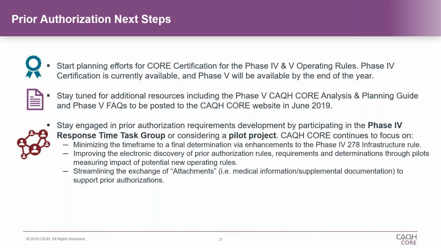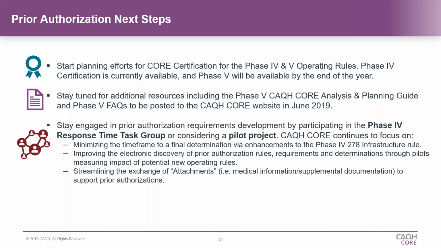We also want to advocate for entities that would like to become CORE certified for phase 4 and phase 5 to start your planning efforts now. We have many tools available and more tools will be coming out, particularly for phase 5. Again, I mentioned the analysis and planning guide. Those will be coming out shortly in the month of June. Also, our phase 5 FAQs will be posted to the website. So again, all these resources are available for free on our website.